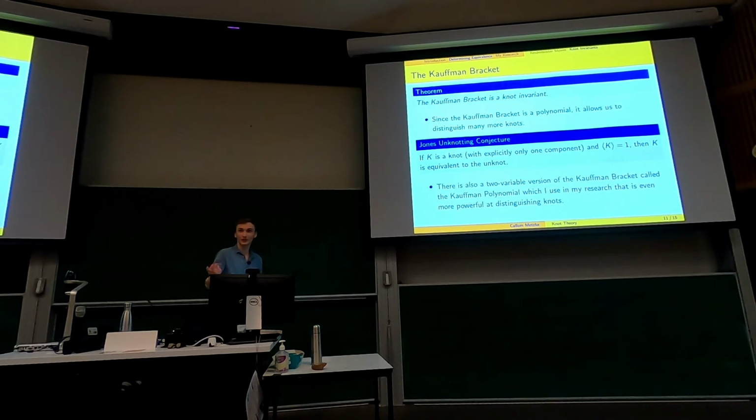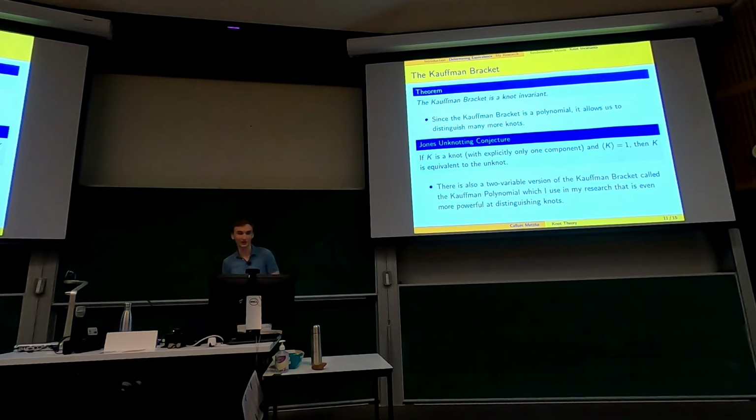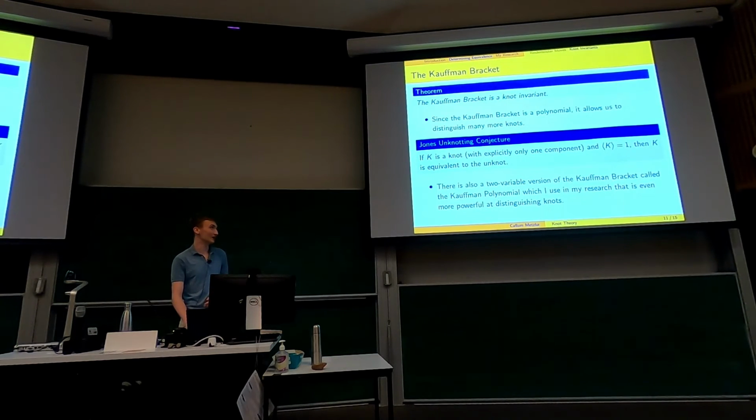And there's also a two-variable version of the Kauffman polynomial, which I use, but the experimentation is kind of similar, so I won't go into it. It's just a bit more powerful than doing that.